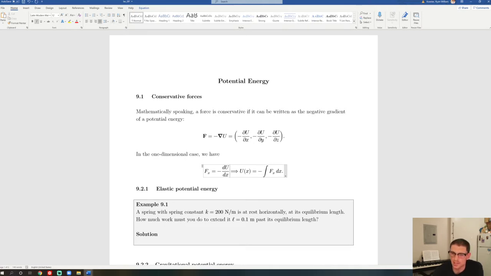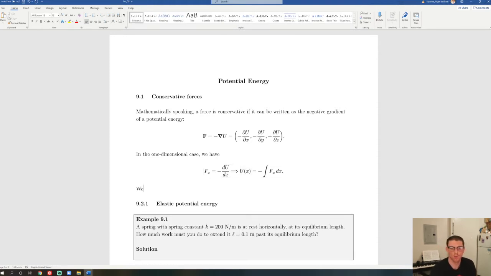Anyway, this suggests, and this is actually where we can start to see what these potential energies might look like, that we can just take the negative of the integral of the force with respect to x and recover the potential function. And so I'm going to say we'll return to this idea later.